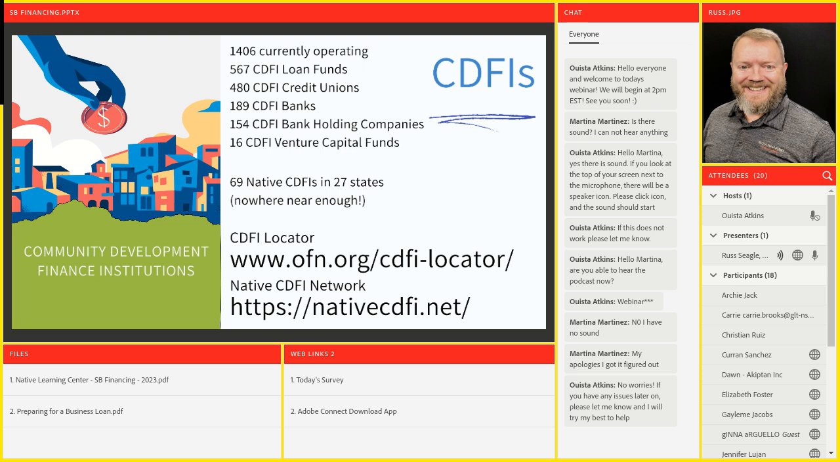There's still a lot of tribes that are not served by native CDFIs, which is why I'm giving you the CDFI locator. Where you live, you may not have your own native CDFI in your back door, but chances are there's going to be another CDFI that overlays your geography. They're going to be able to help serve you in some capacity. Again, you're going to get my phone number. If you have trouble locating somebody, you let me know.